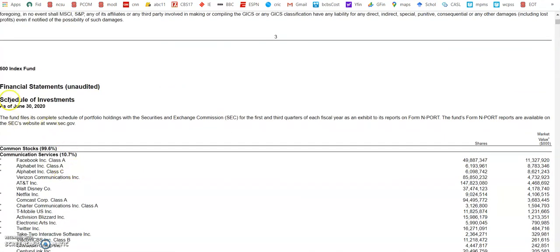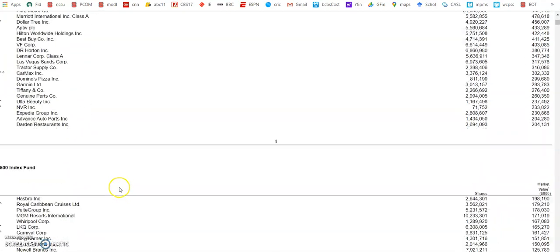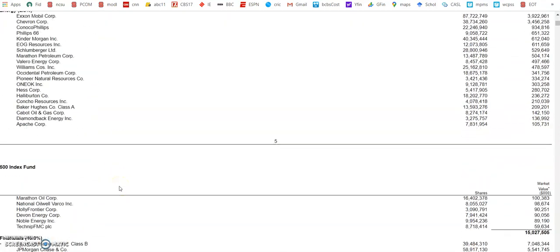One interesting thing is the schedule of investments. They give you literally all the shares that they hold, the names, how many shares they hold, and the market value of all of those shares. This is the S&P 500 index fund, and common stocks are 99.6%, so it is virtually 100% invested in common stocks.